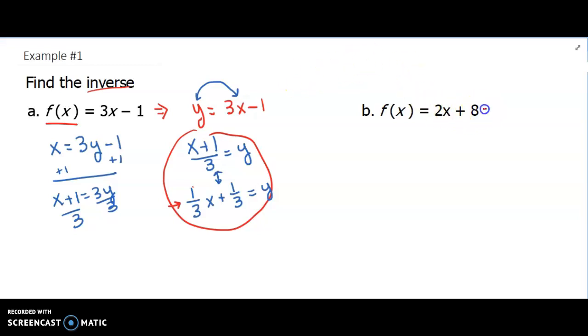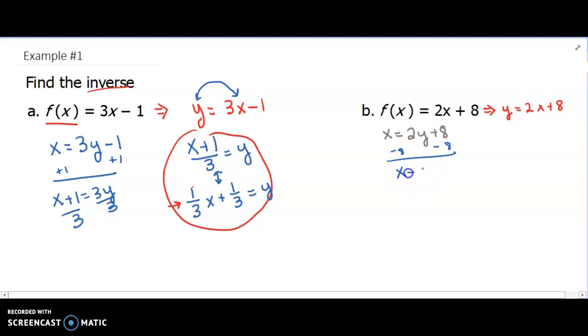All right, so hopefully you've done this by yourself. So this is y equals 2x plus 8. To find the inverse, we're going to flip our x and our y. So x equals 2y plus 8. And then we're going to solve this for y. So minus 8 on both sides. So you get x minus 8 equals 2y. Divide both sides by 2. You get x minus 8 over 2 equals y.